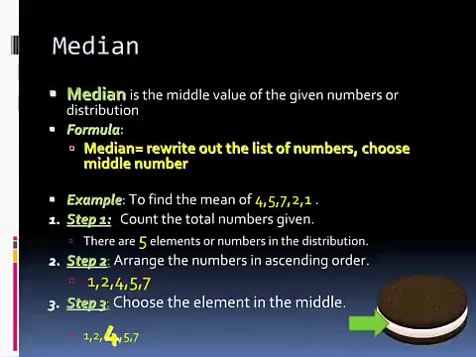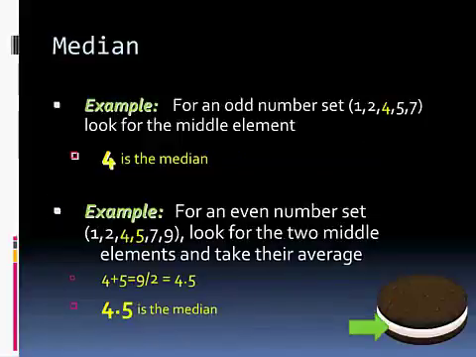The first step, count the numbers. There are 5. Second step is to arrange the numbers in ascending order. 1, 2, 4, 5, and 7. And then we need to just simply choose the middle. So what number is in the middle? Yes, it is 4. Again, mind blown. Median for an odd set of numbers is very simple, right? You take the numbers, you arrange them, and you look at the middle. Again, 4 being the median of a set of 5 numbers.